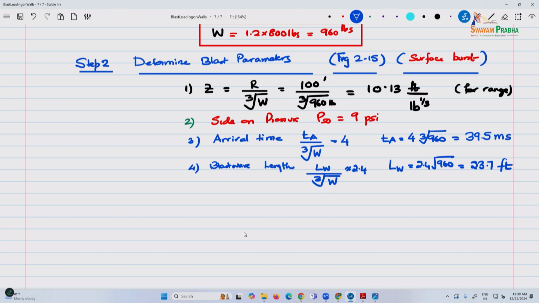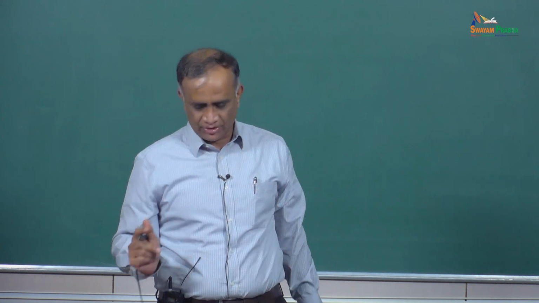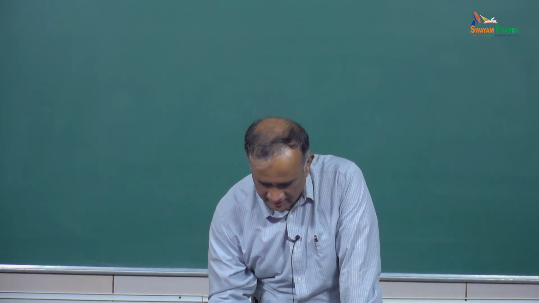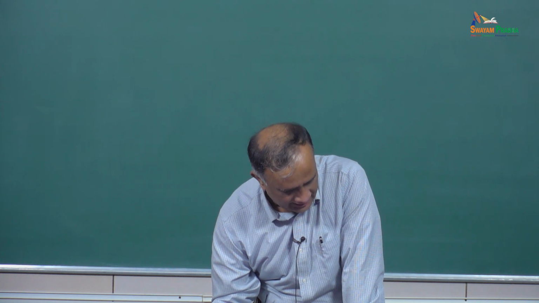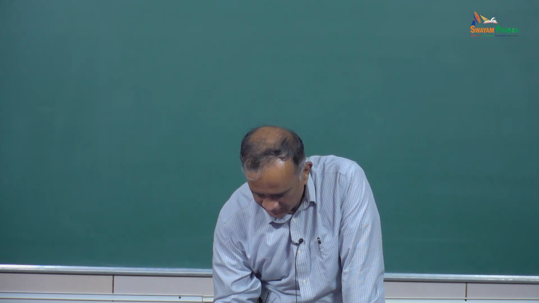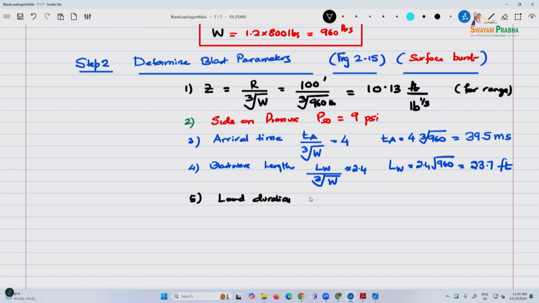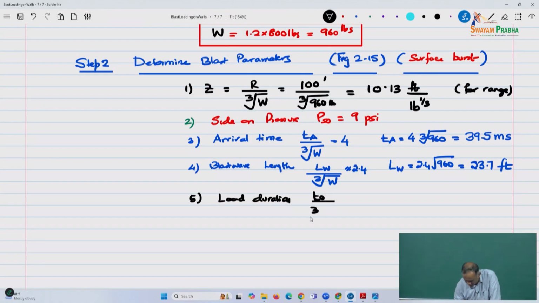The length of the wall, I think somebody was asking this question for the rear wall loading. And then the load duration, T naught divided by cube root of W, is 2.7. So T naught is 2.7 times cube root of 960. The units are in milliseconds. And I don't think we'll need it, but we'll pull out all the parameters.